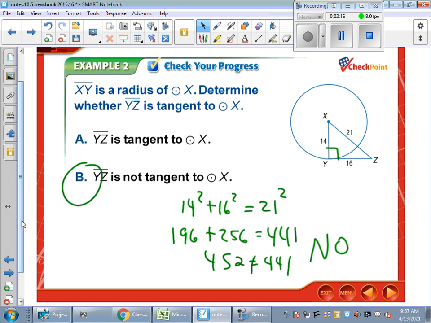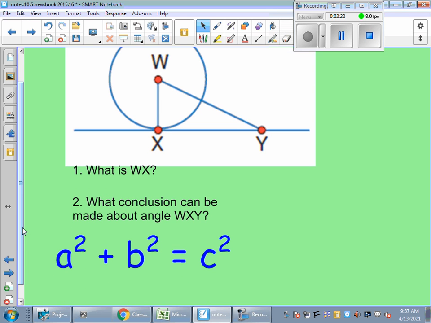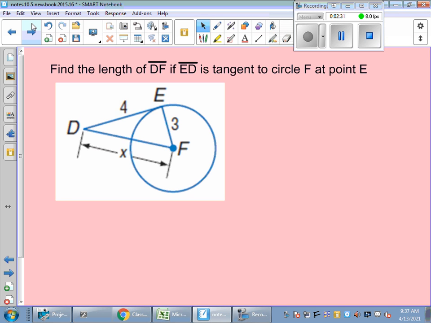Again, if that's a true statement, then the Pythagorean theorem has to work. So why does this work? Again, this is the same concept as the last one. The conclusion can be made: a squared plus b squared equals c squared. So the Pythagorean theorem would work if you have a tangent line.